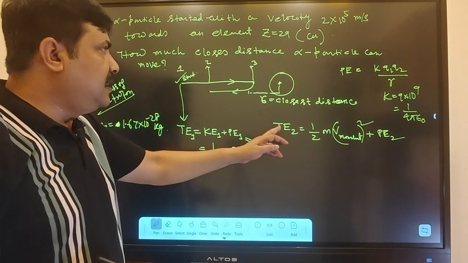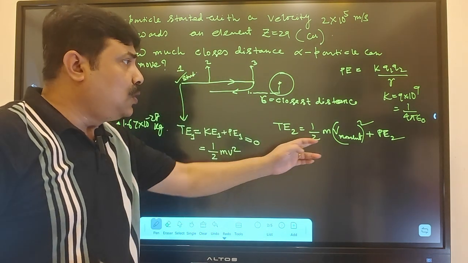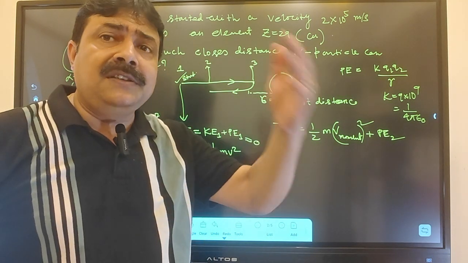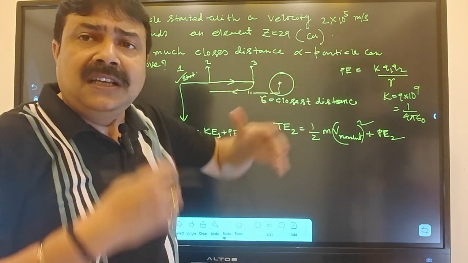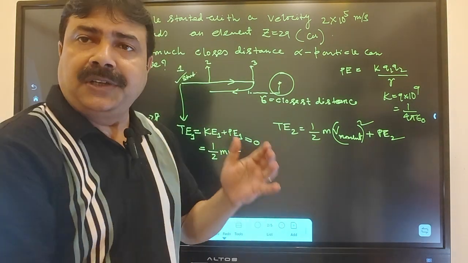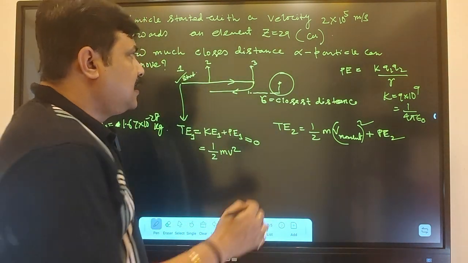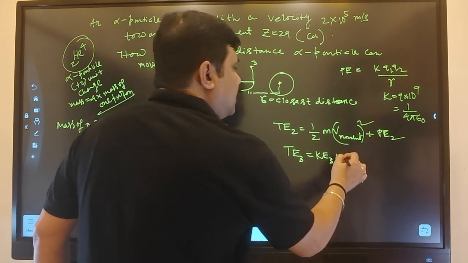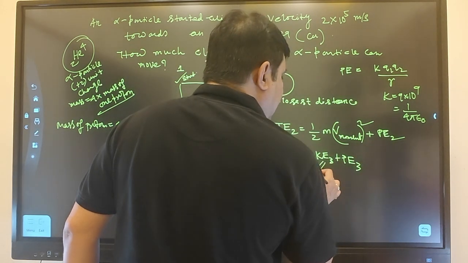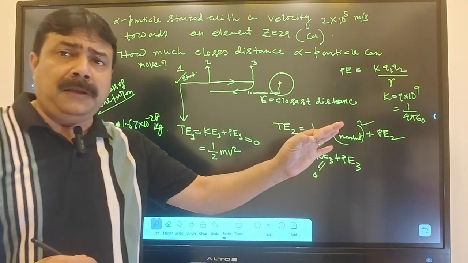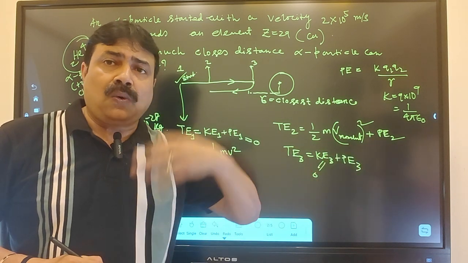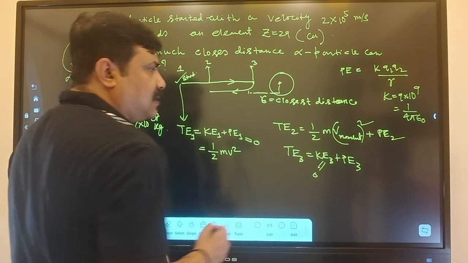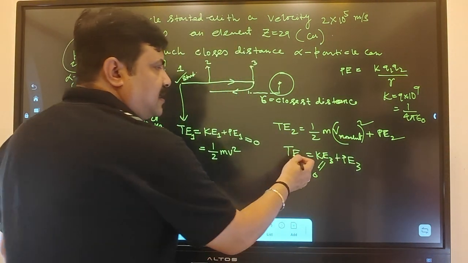Now at point 2, my total energy is T2, which is half into mass into velocity square at that moment, where velocity will start decreasing from this value. Why? Because due to the repulsion, the velocity will start decreasing. And at point 3, total energy is T3, which is K3 plus P3. My K3 will be 0. For a fraction of a moment, the kinetic energy part will be 0. Then the total energy is nothing but potential energy 3, so potential energy 3 is T3.